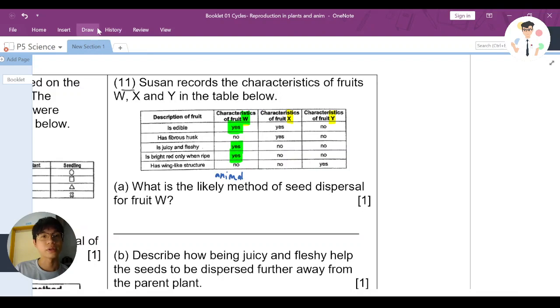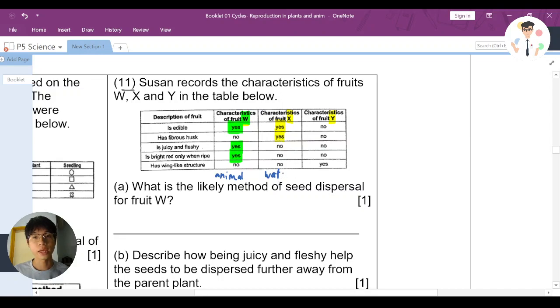So next one, X. For X, we know that it is edible. It has a fibrous husk. If you see this word fibrous husk, you know that it actually has the function to trap air so that the fruit can stay afloat. So we know this is water dispersal.